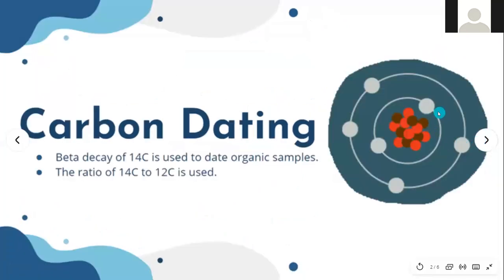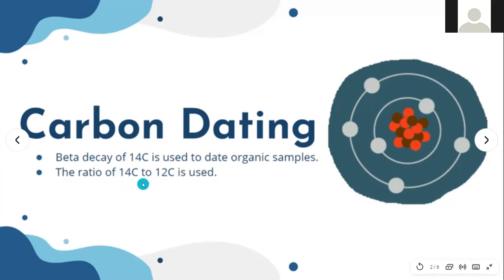For the first example of uses of radioactive decay is carbon dating. It uses beta decay of carbon-14 to date organic samples, for example wooden or archaeological artifacts or ancient human remains from the distant past. It can date organic samples as old as about 62,000 years.